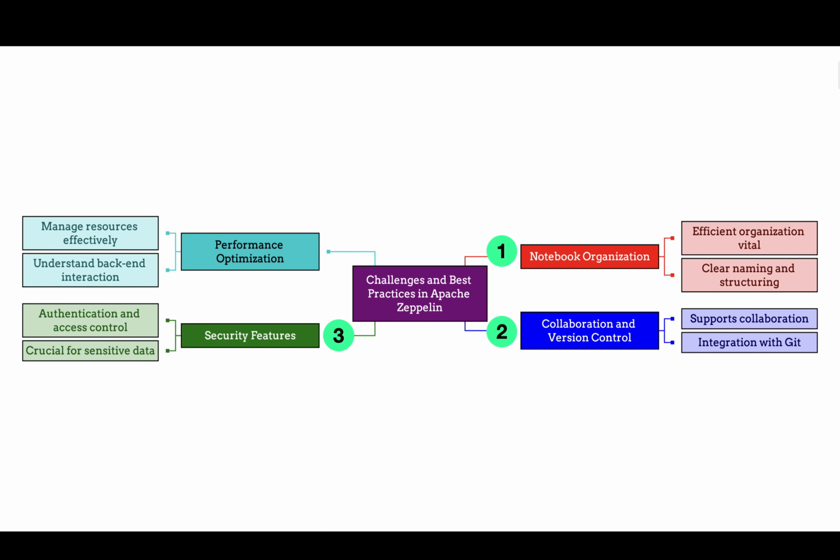3. Security features. Implementing security features, such as authentication and access control, is crucial, especially when working with sensitive data. 4. Performance optimization. For optimal performance, especially when working with large datasets, it's important to effectively manage resources and understand the interaction between Zeppelin and computational backends.